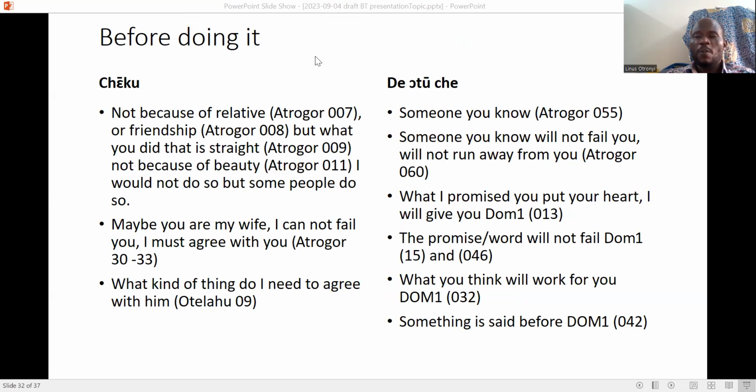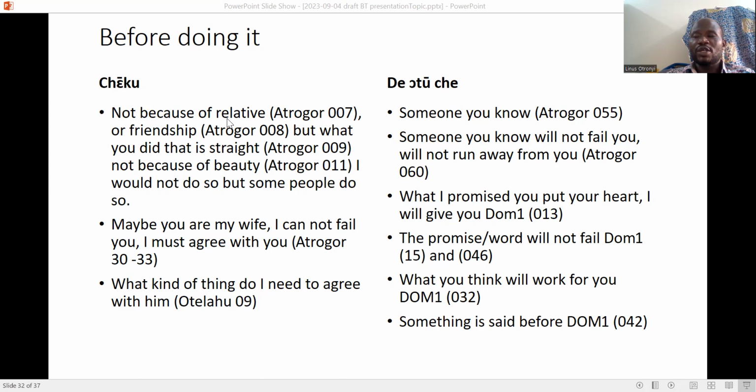Before you do it, there is another variable. What do you need to know before you agree with someone or you place your heart on someone? These are what people say are important to this variable. For Dotuche, someone you know will not fail you, will not run away from you, and so on and so forth.